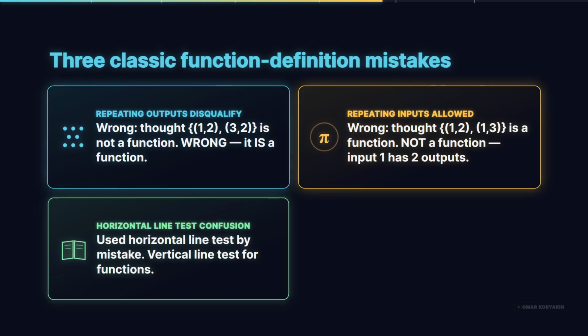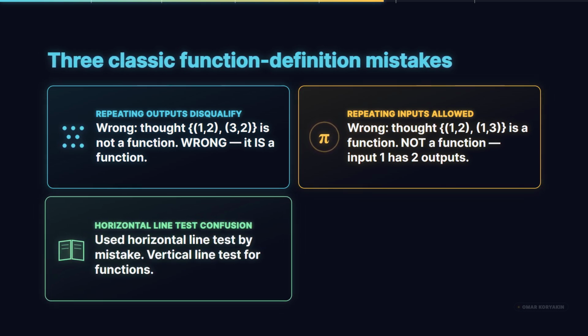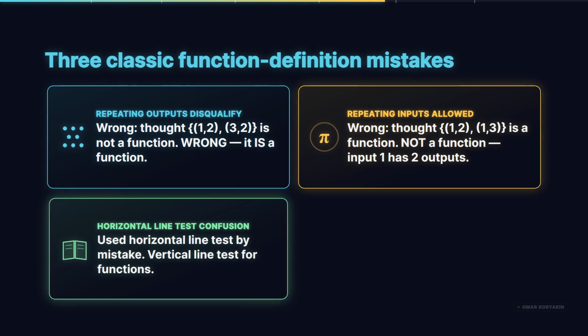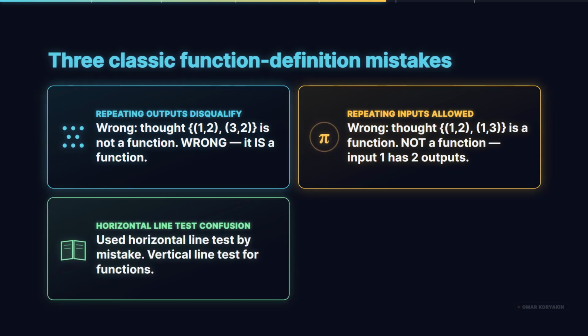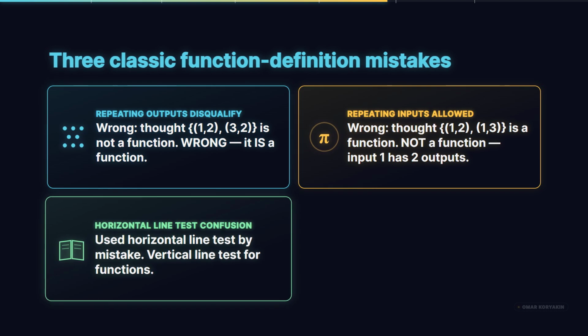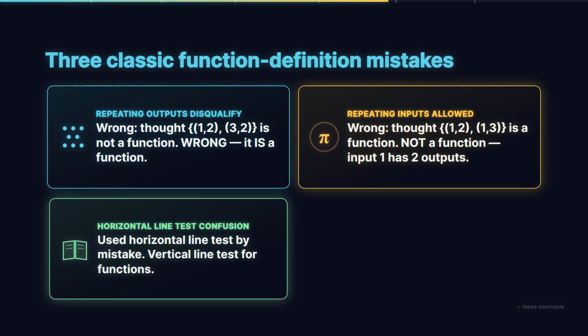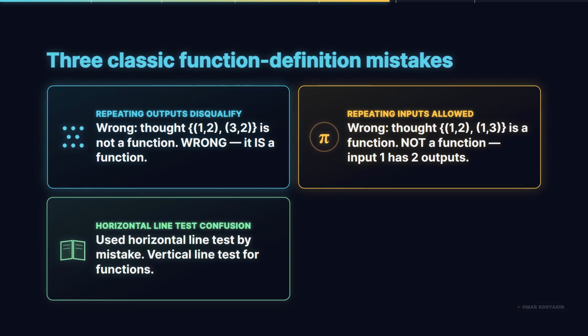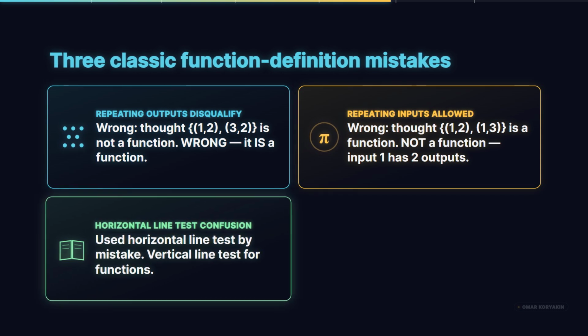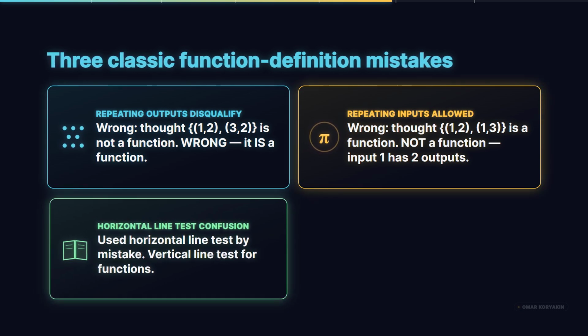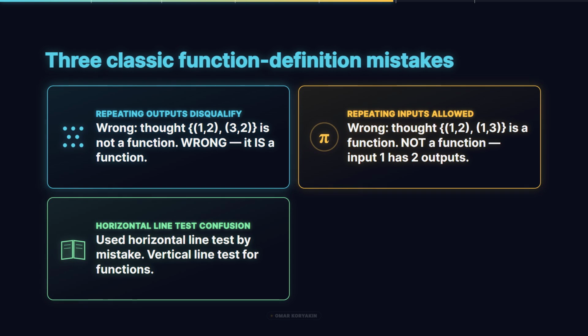The horizontal line test is for a different question. It determines whether a function is one-to-one, a property we will cover in the inverse functions lesson later in the section. The function existence test is the vertical line test. The fix is to memorize: vertical line test for function status, horizontal line test for one-to-one status. Two different tests for two different questions.